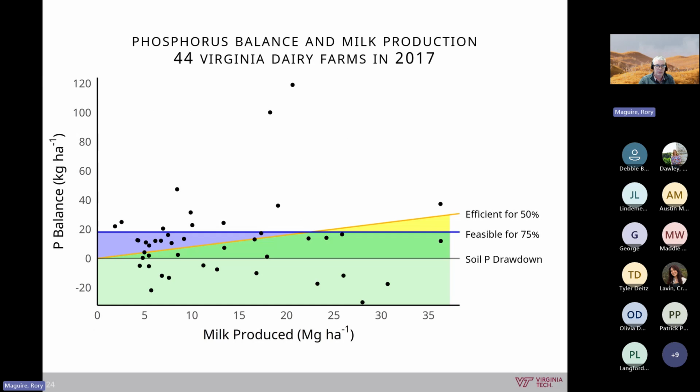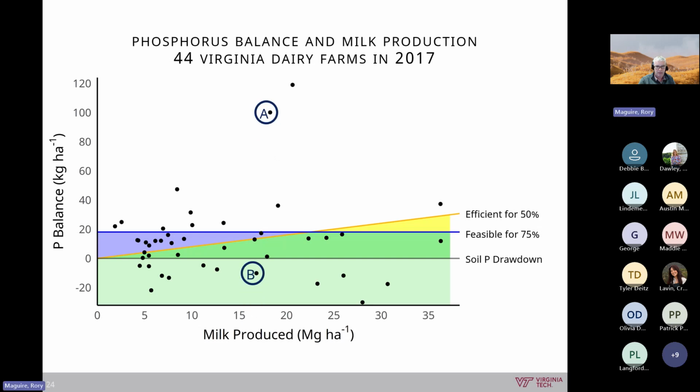So we did this on 44 dairy farms across Virginia in 2017. Again, the diagonal line is the efficiency. 50% of the farms are above it, 50% are below. The ones below are being more productive per milk production. And then the horizontal line is a feasibility. If it's feasible for 75% of farms, it should be feasible for all of them. So what are the strategies that the different farmers used to try and maintain productivity, but not have this excessive import of phosphorus that's going to get you in trouble with your soil test phosphorus level?